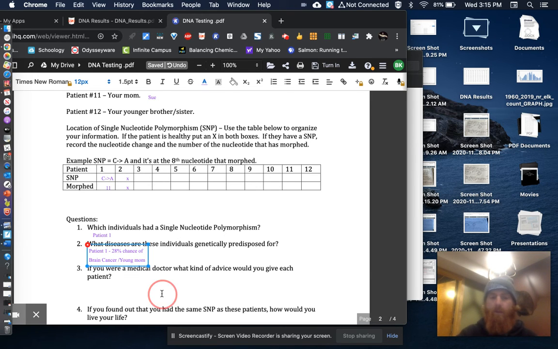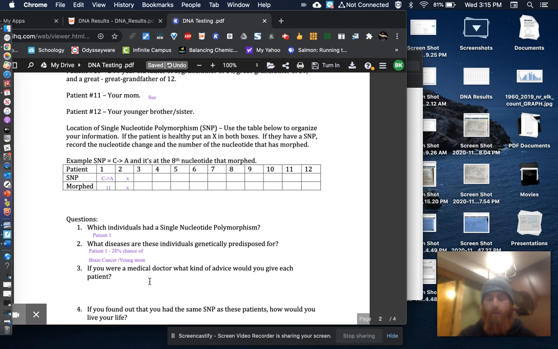Which really brings you to the third question. If you were a medical doctor, and I know you're not, but you're going to pretend to be one today, what kind of advice would you give this young mom? You know, we always say that a probability isn't a certainty. And 28% chance, it's higher than 0%, obviously, but it's not like 50% or 75%. But knowing what you know about cancer, what kind of advice would you give this young mom?